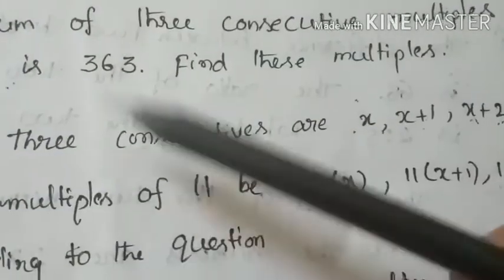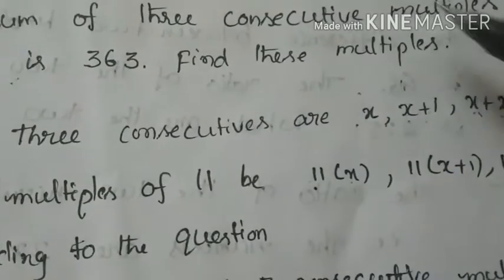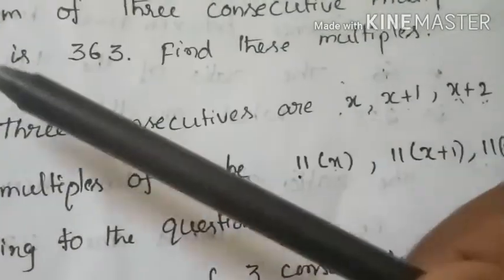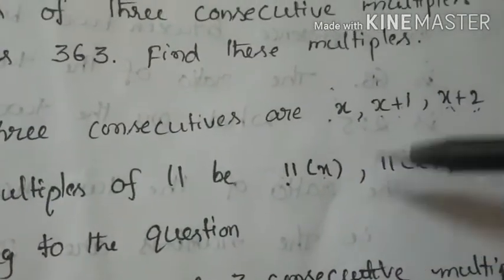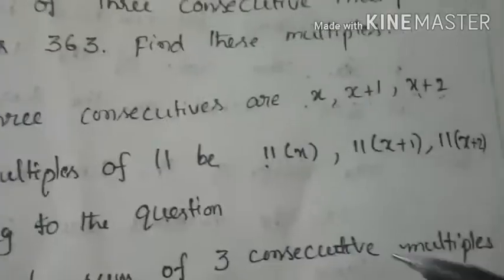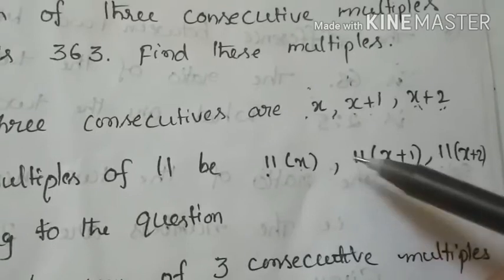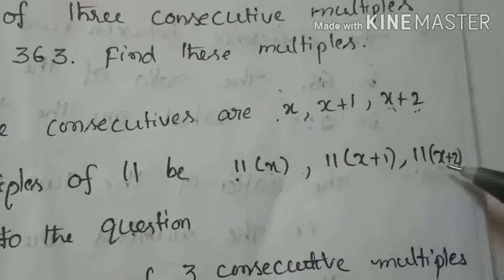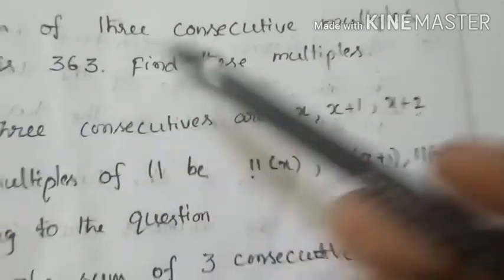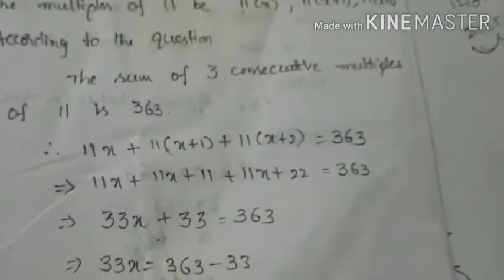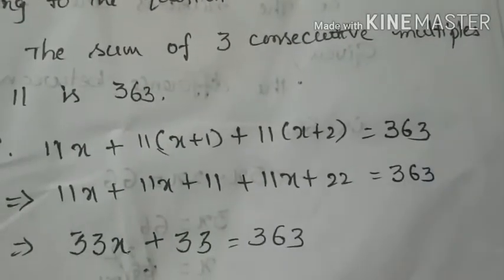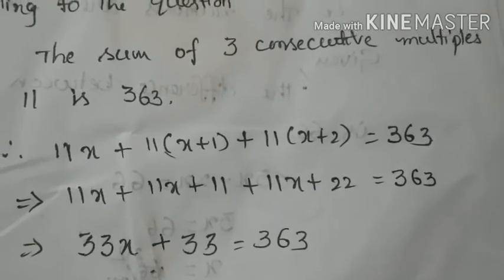But according to the question, the sum of three consecutive multiples of 11 is 363. If you add all of these, we will get 363. So that means 11x plus 11 into x plus 1 plus 11 into x plus 2 is equal to 363. Now we got one equation. Now we have to find the solution.